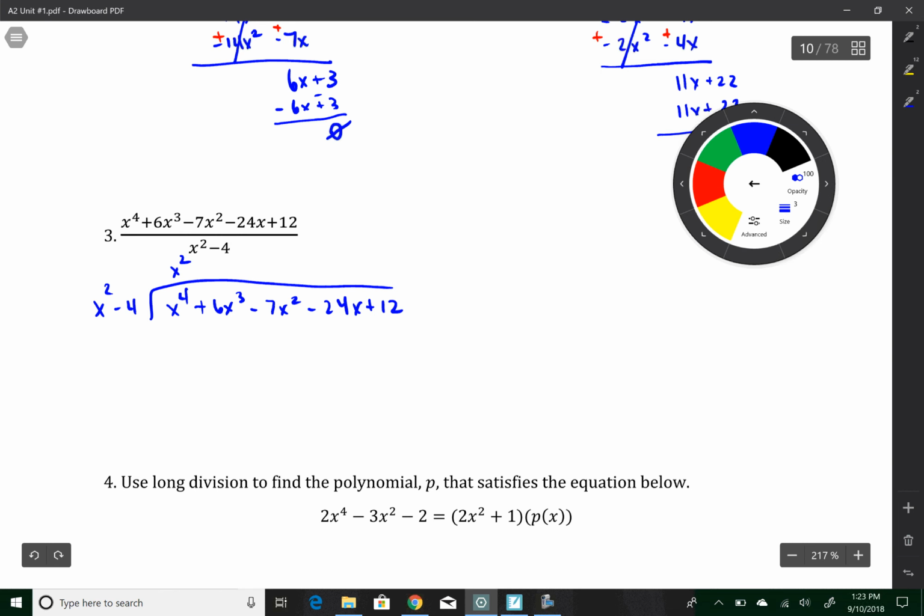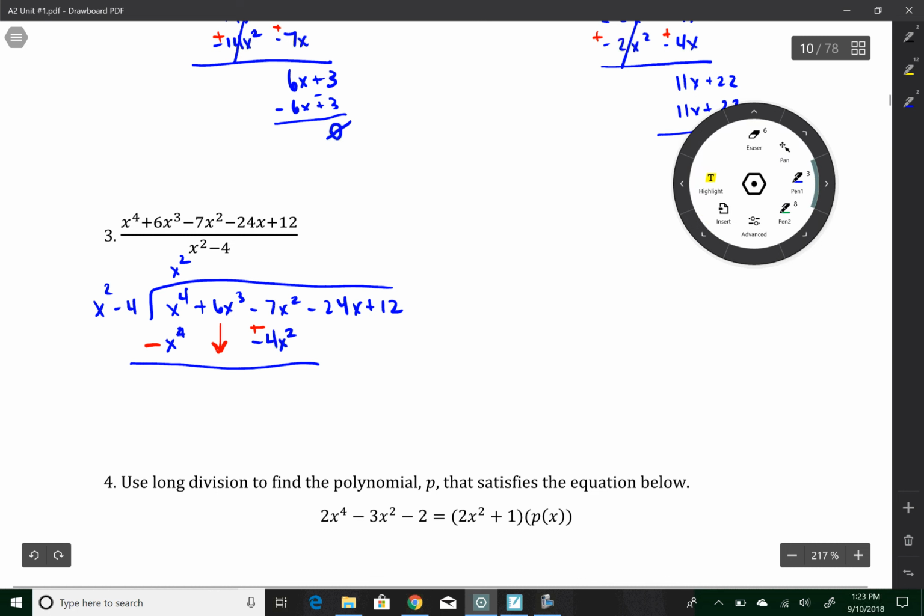If I multiply x squared by negative 4, that gives us negative 4x squared, which combines or is a like term to the negative 7x squared. So I want to put it over there. Remember, you want to match up your like terms. It's subtraction, so this becomes a minus, this becomes a plus, and this term, even though it's out of order, is going to come down. So I have 6x cubed, and negative 7x squared plus 4x is minus 3x squared.